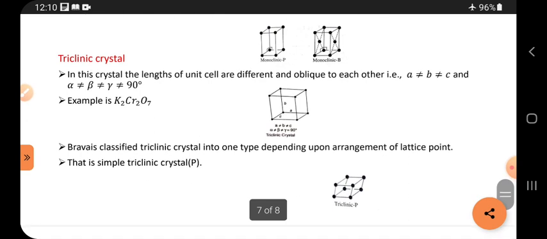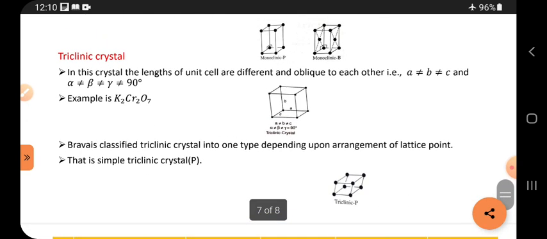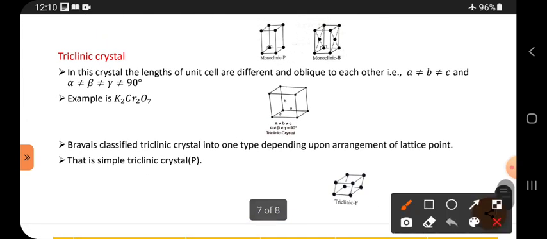And the next and last one is the triclinic crystal. In this crystal, the lengths of the unit cell edges are different and oblique to each other. A is not equal to b is not equal to c, and alpha is not equal to beta is not equal to gamma, and not equal to 90. See, all the angles are different and they are not 90 degrees. Three angles are different, but they are not 90.